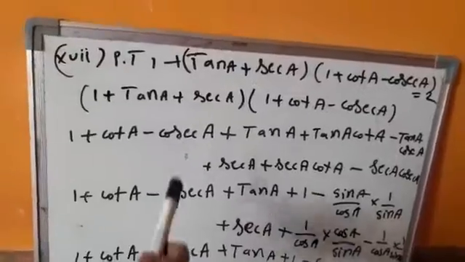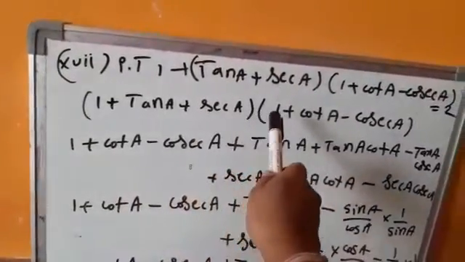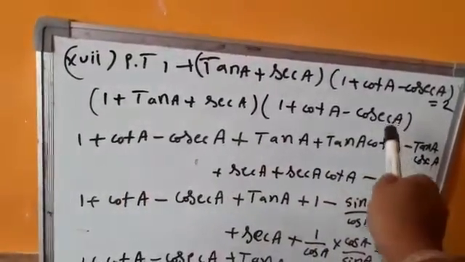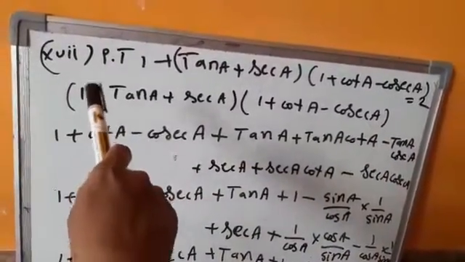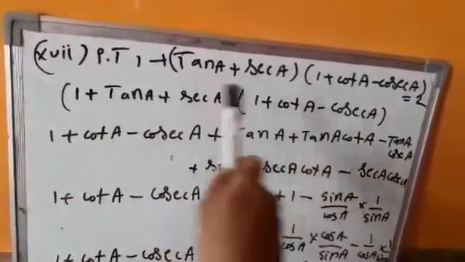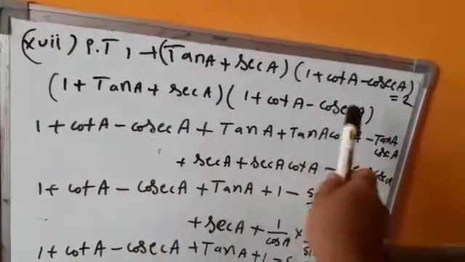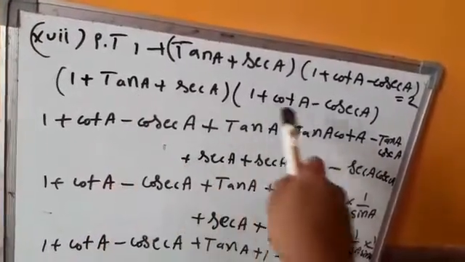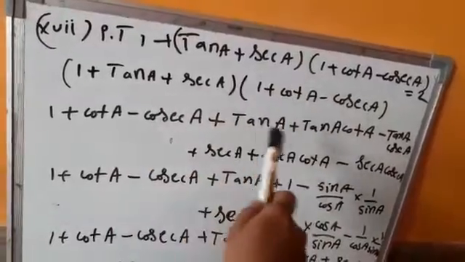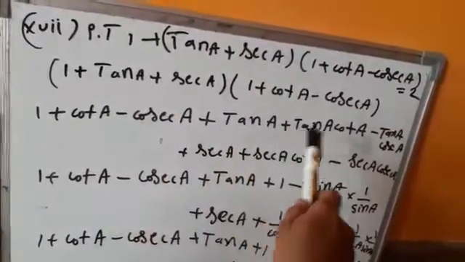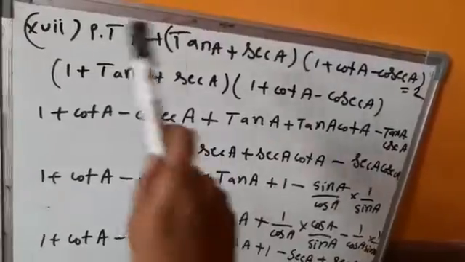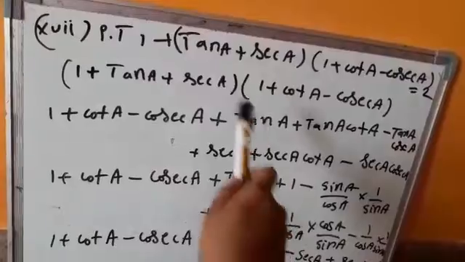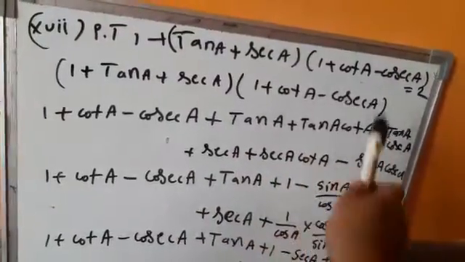See students, next, see: (1 + tan a + sec a)(1 + cot a − cosec a) equals 2. First we have to take the LHS side. See here, first we should do multiplication. 1 into 1, 1. 1 into cot a, minus 1 into cosec a, plus next, second, tan a with the remaining whole, do multiplication. tan a into 1, tan a, plus tan a into cot a, plus into minus, minus tan a into cosec a. Next sec a. sec a into 1, sec a, plus sec a into cot a, plus into minus, minus sec a into cosec a.